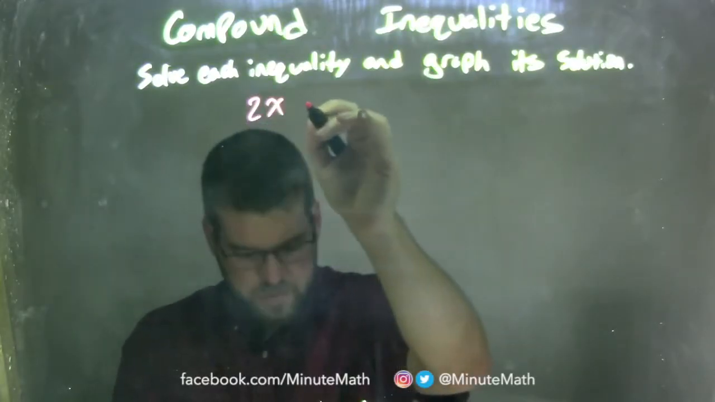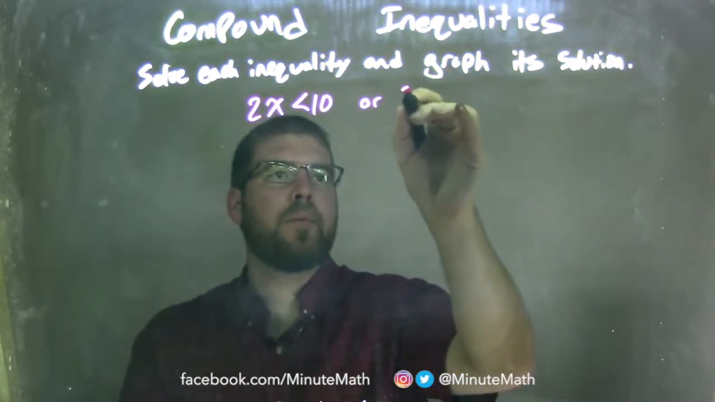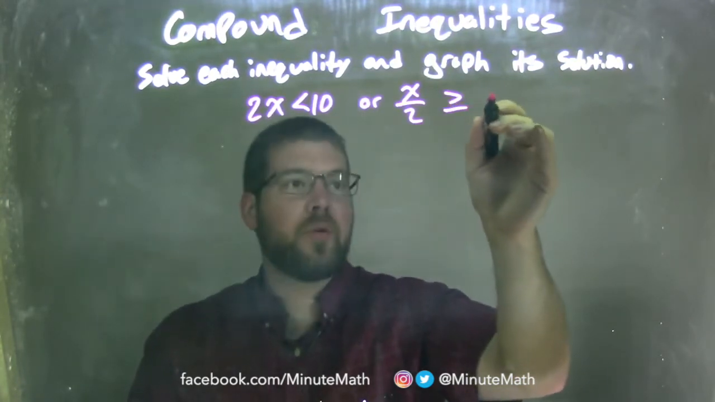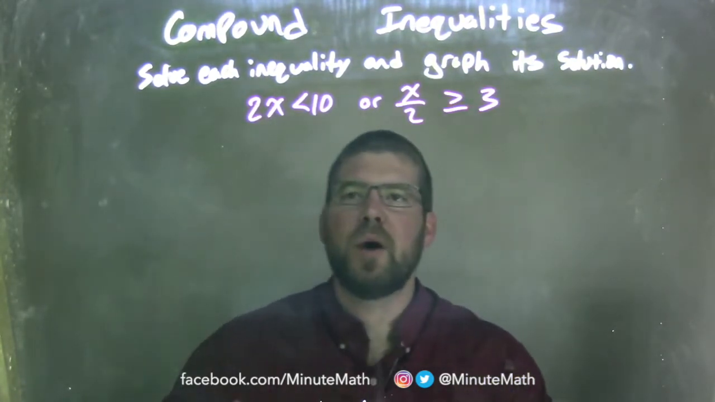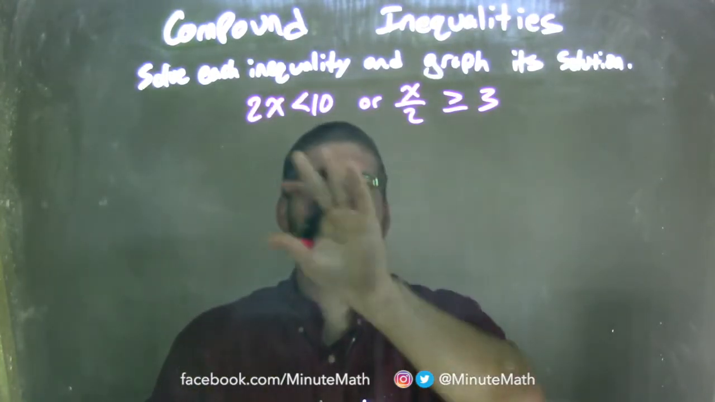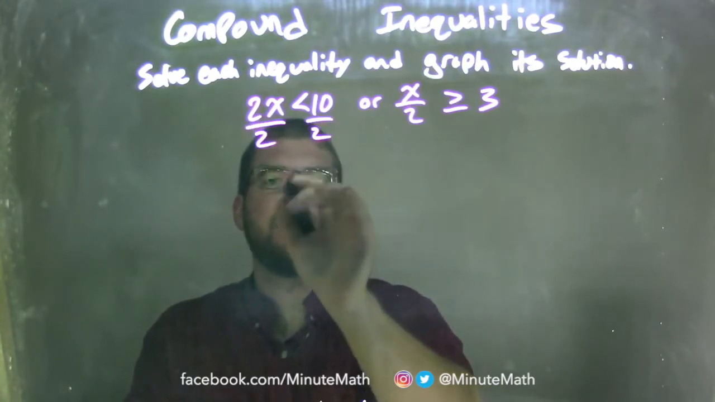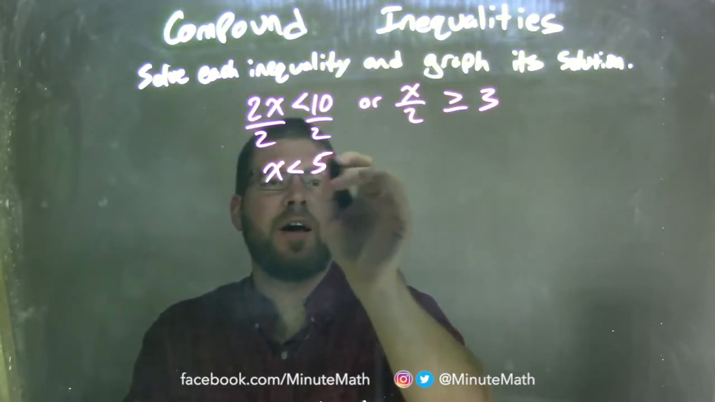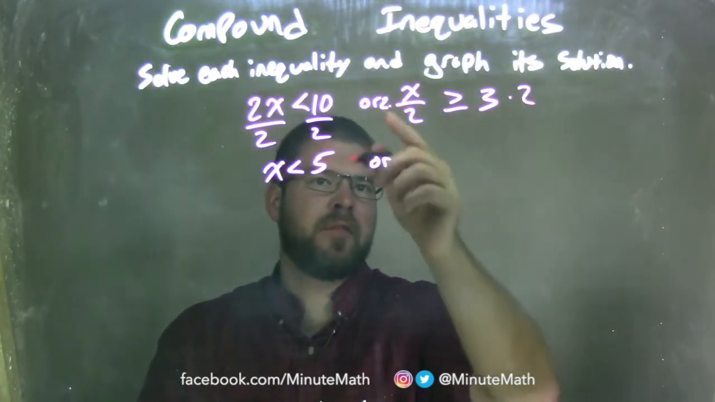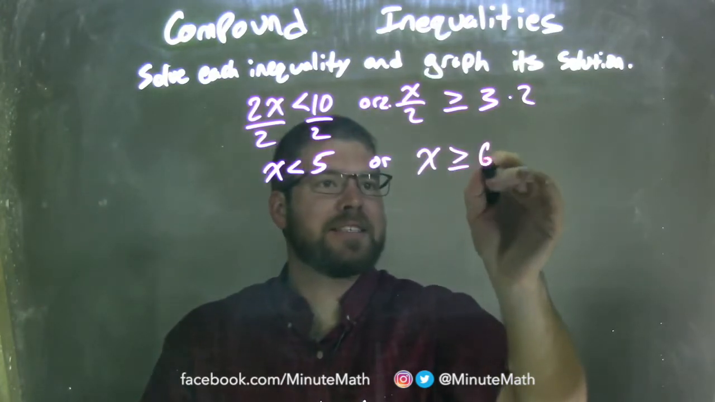2x is less than 10, or x over 2 is greater than or equal to 3. Okay? I need to solve each inequality individually. So this one here, I'm going to divide by 2 to both sides, leaving me with x is less than 5. Or this one, I'm going to multiply both sides by 2, leaving me with x is greater than or equal to 6.